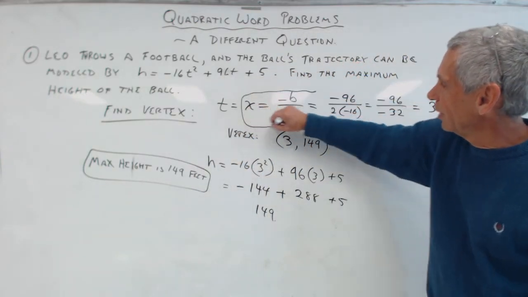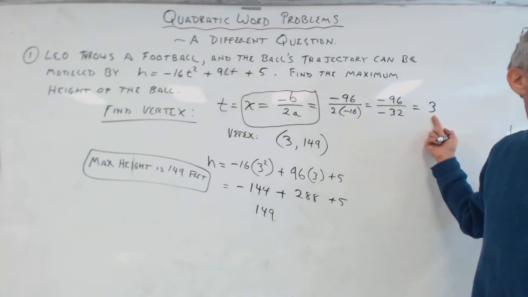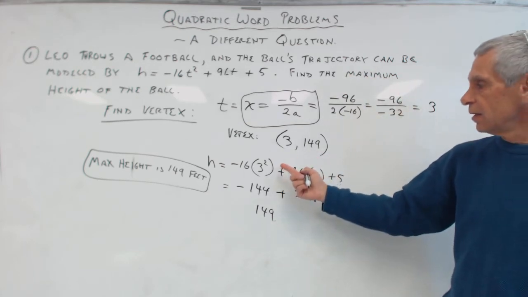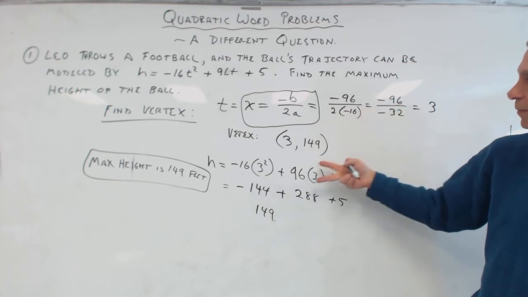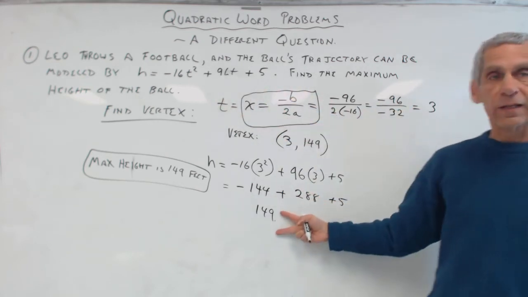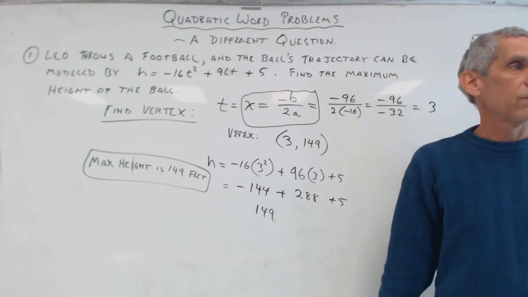All you're doing is using this equation, x equals negative b over 2a. You find your x, which is your t in a lot of these equations, and then you plug it in to the original equation for t, and then you get your y, and that's your answer. Make sense? Pretty straightforward.